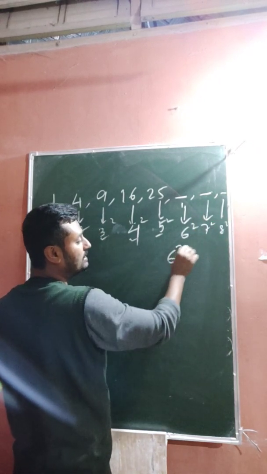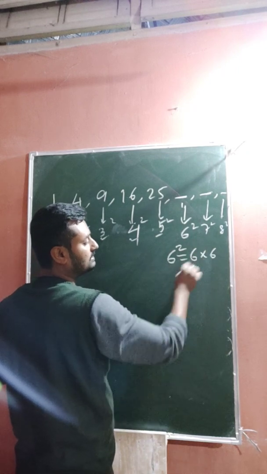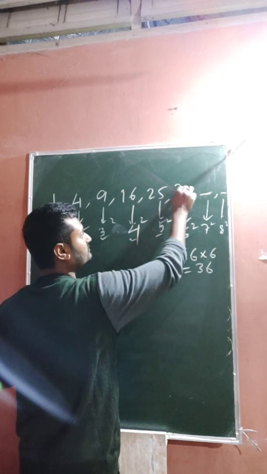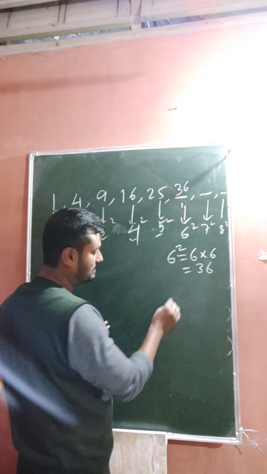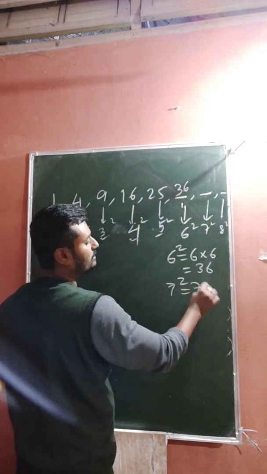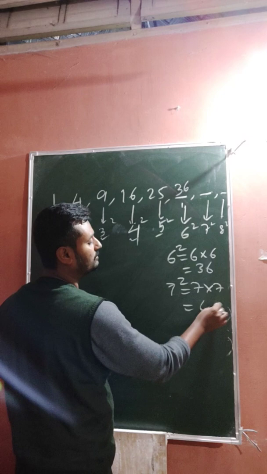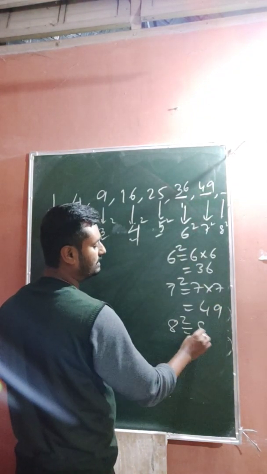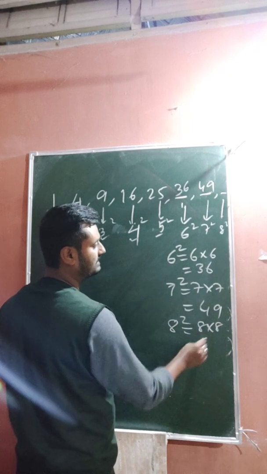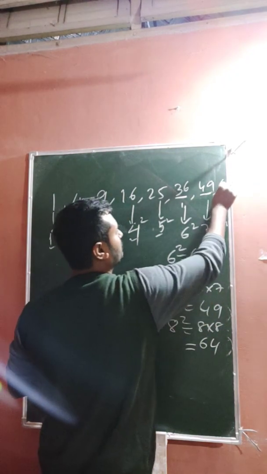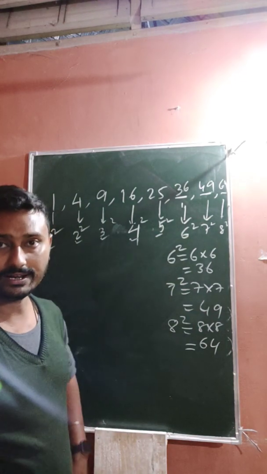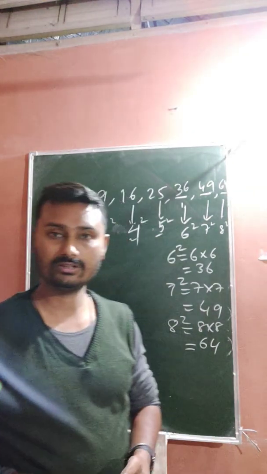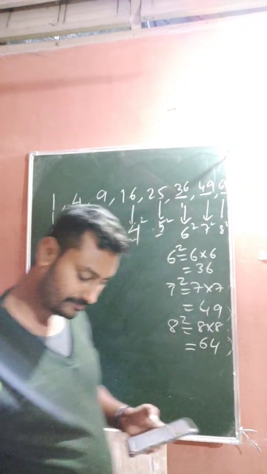6 square, that means 6 into 6, is 36. 7 square, 7 into 7, is 49. And 8 square, 8 into 8, is 64. So this number will be 64. In this way, in this chapter, you have to solve the questions related to patterns.